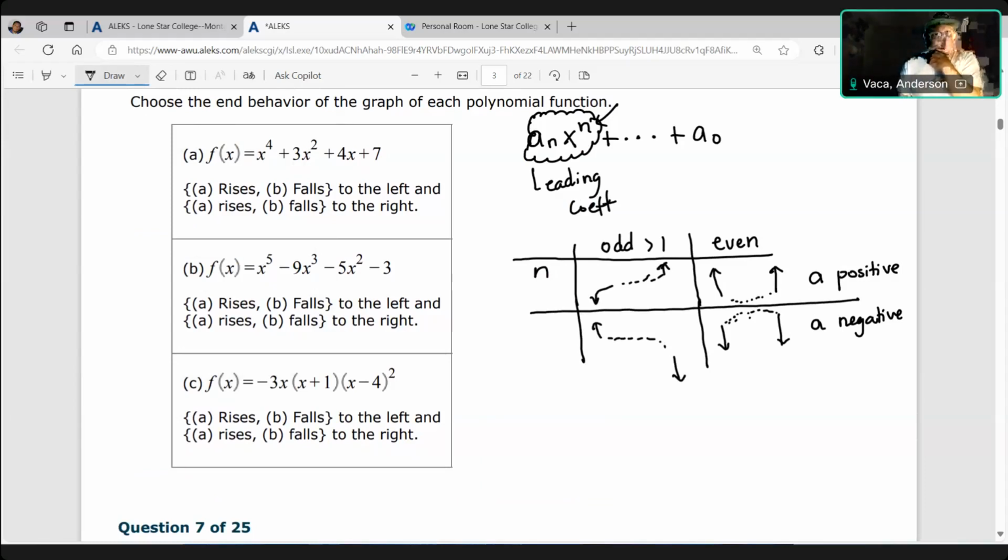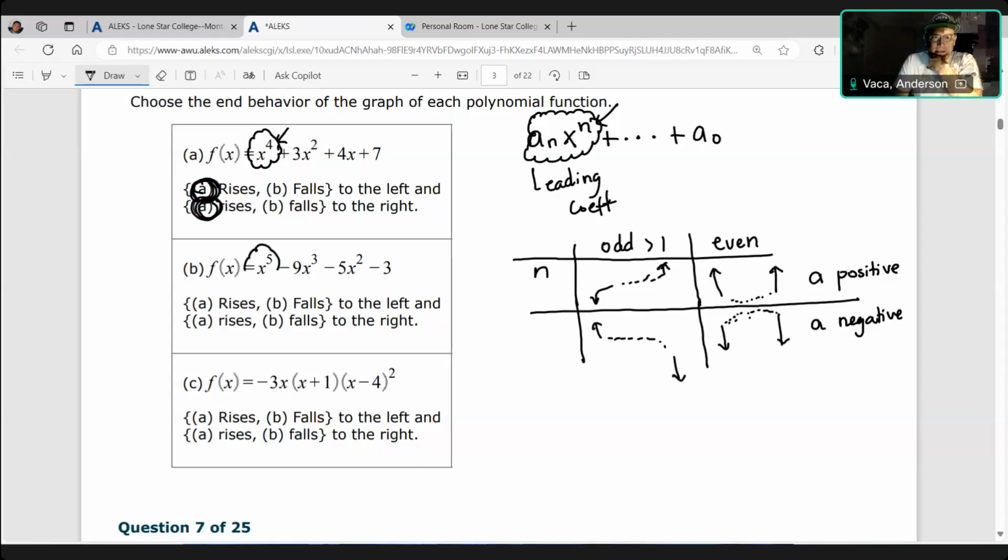Let's go ahead and take care of this. Look at this polynomial and look at that leading exponent. That happens to be a 4, so it's going to be even. We look at the leading coefficient, and it is positive 1. So it rises to the left and it rises to the right. In this case, both ends are rising.